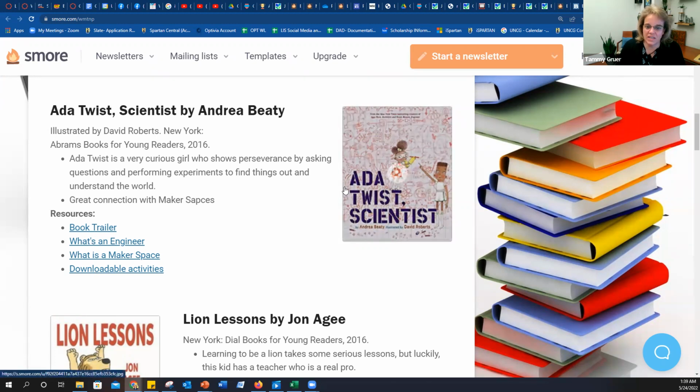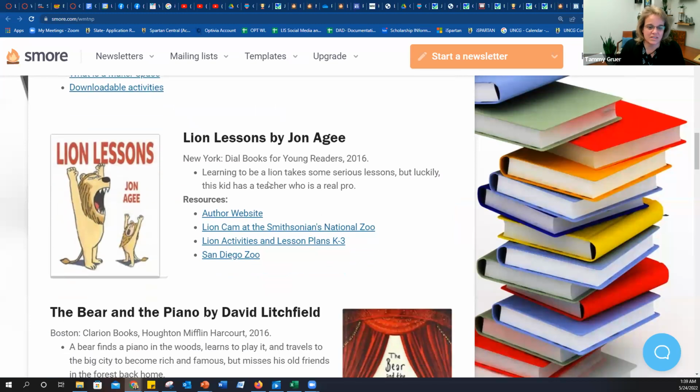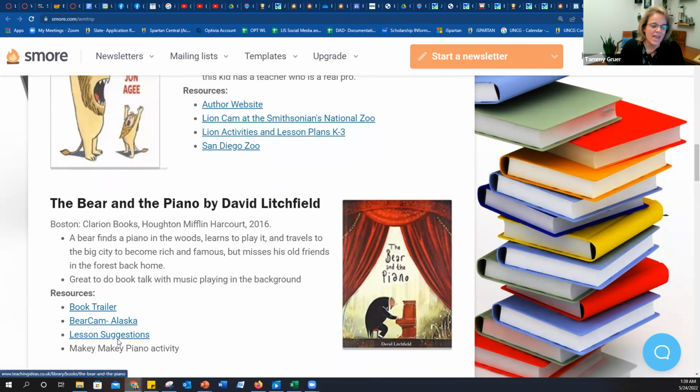There are downloadable activities for Ada Twist. There is a makerspace activity. There's an activity to talk about what an engineer is, and there's even a book trailer to support it. So all of these will help build prior knowledge and support this particular title. Same thing with Lion Lessons by Jon Agee. The one thing I think is really neat about this particular title, as well as Bear in the Piano, is they have a bear camera down here where you can watch the bears in their live habitat. Another one is at the San Diego Zoo of the lions, where you can watch the lions in that habitat.